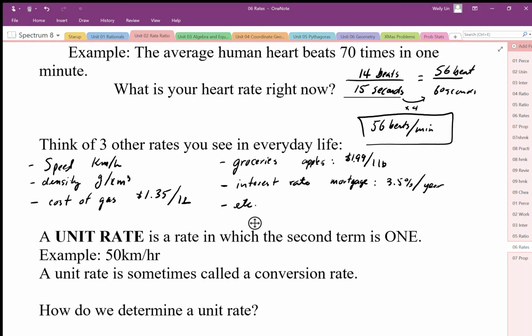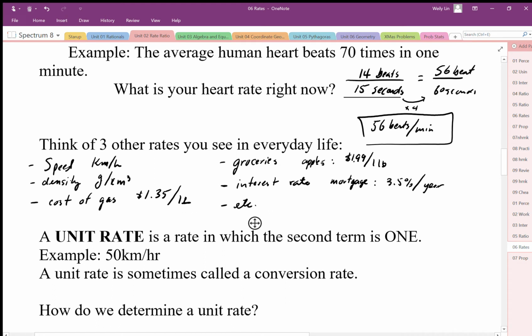So make sure you've done the activity and converted your heart rate into beats per minute. Make sure that you've come up with some of your own, but some examples of rates that you would see in everyday life are speed, which is comparing kilometers per hour, or density. In science, you're going to learn about density, and that's going to be measuring the number of grams per centimeter cubed.